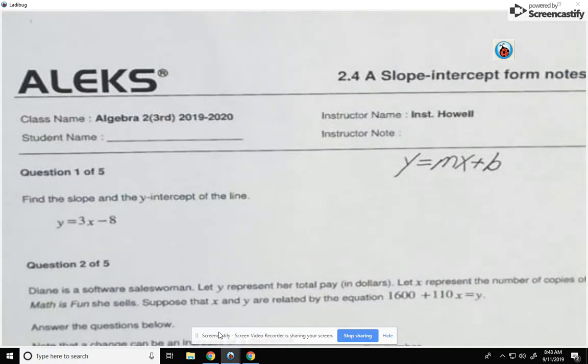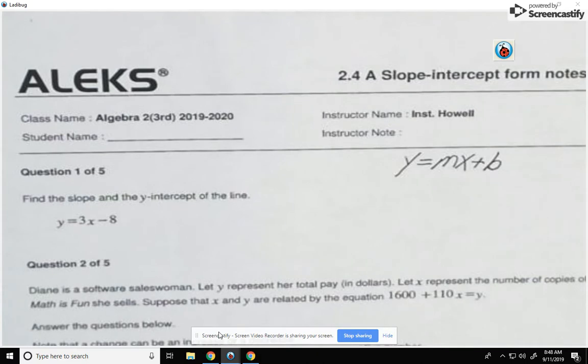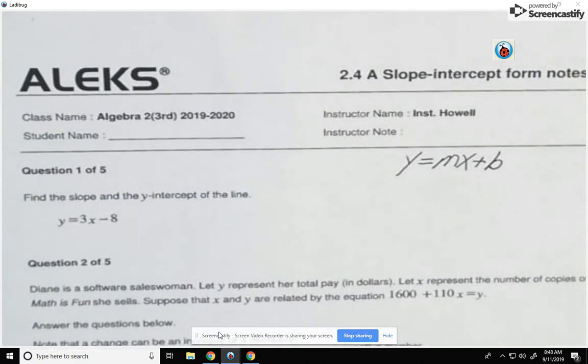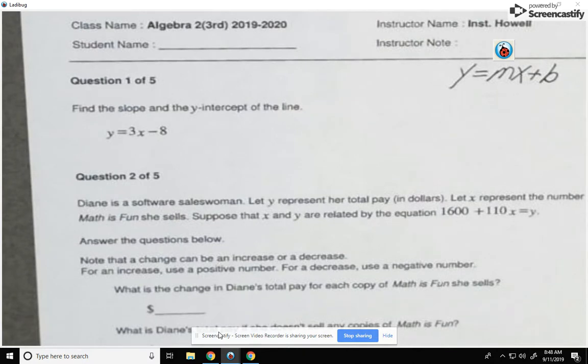This is the notes for 2.4a slope-intercept form of the equation. Again, we've worked with slope-intercept form before. It is y equals mx plus b, where m is your slope, b is your y-intercept. So question 1 is basically a very simple question.